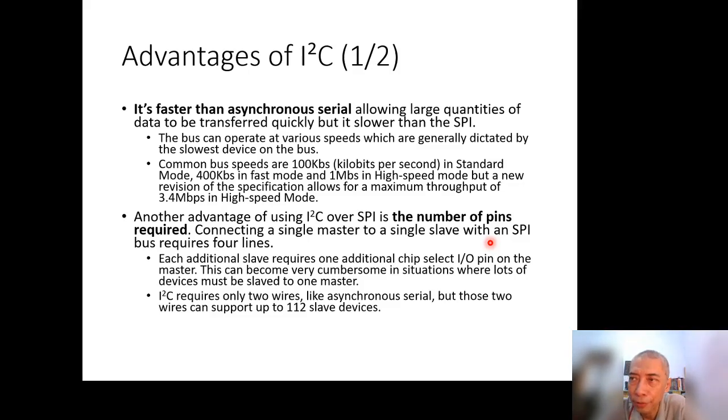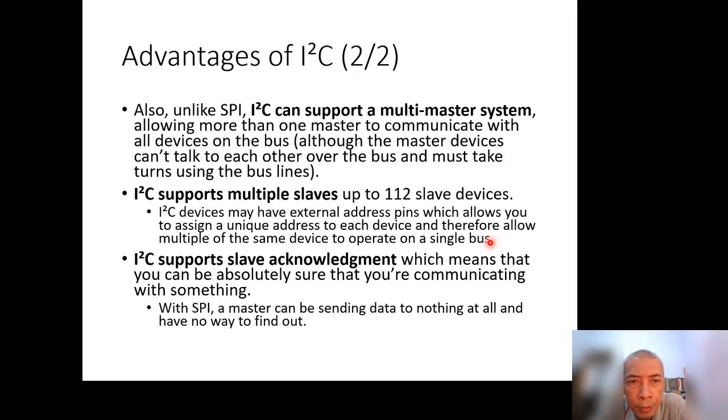Wow, it's many devices, but in practice, maybe you connect to this I2C bus only maybe 5 up to 10 devices or sensors. The third advantage is I2C can support a multi-master system, which means allowing more than one master to communicate with all devices on the bus. Although the master devices cannot talk to each other over the bus and must take turns using the bus lines. Okay, that's the important note you have to remember.